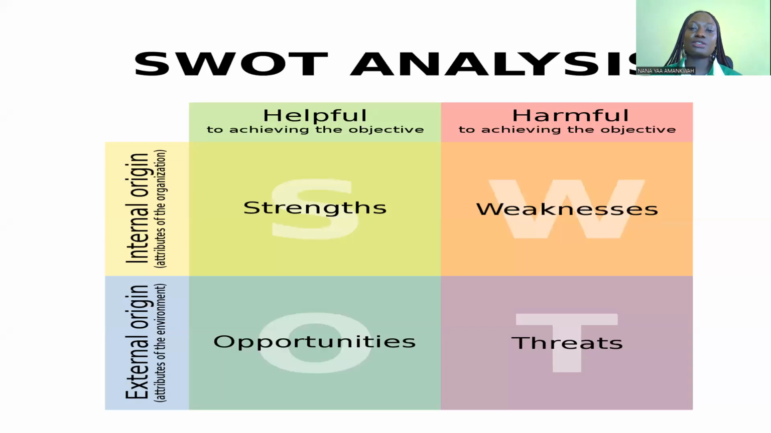Now the SWOT analysis talks about the external and internal environment, dealing with the strengths and weaknesses in the internal environment, and then the opportunities and threats in the external environment. The strengths are the things that are helpful to you in order to achieve your objectives. The weaknesses are harmful to achieving the objectives.